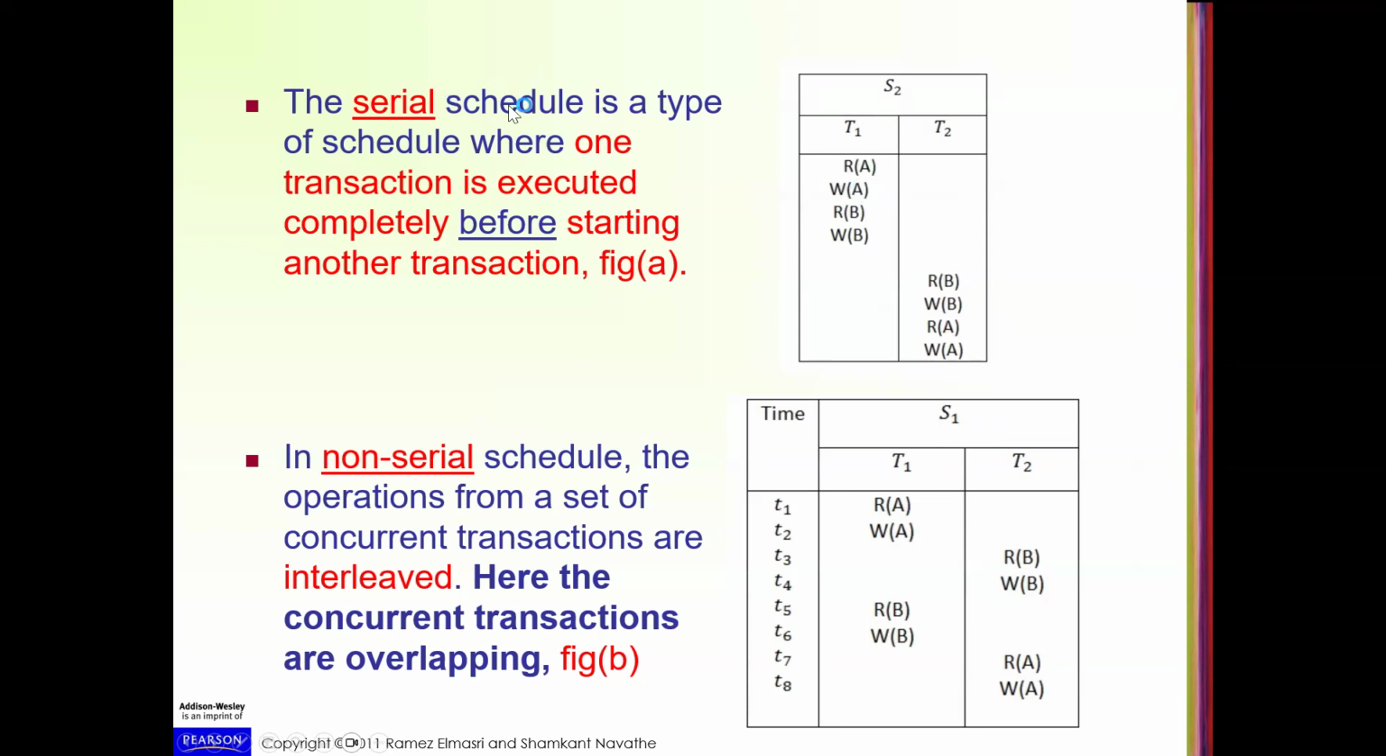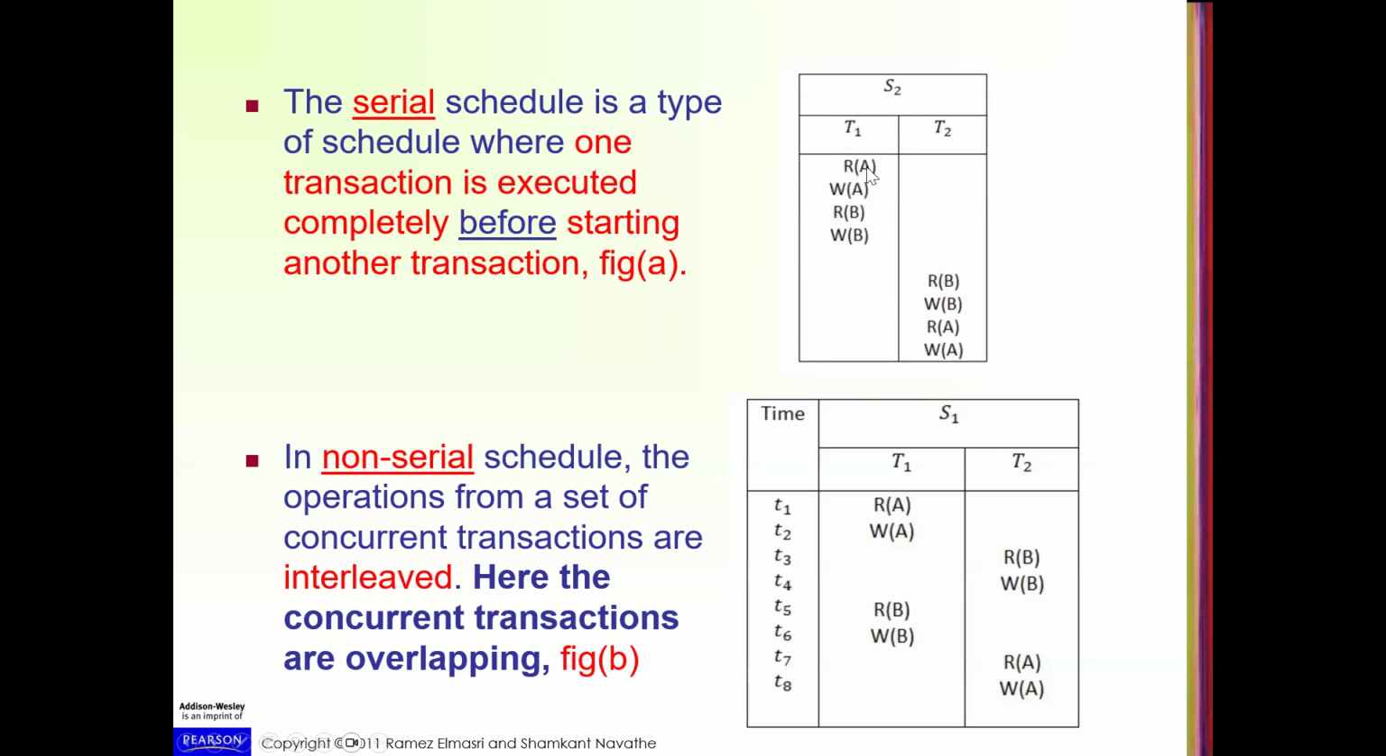Now, in a serial schedule, one transaction is executed completely before starting another transaction. So I will completely execute T1. After it finishes, then only T2 will start. So this is called serial. It's like T1 completes first, then T2 starts, and T2 completes next. This is the example of serial.